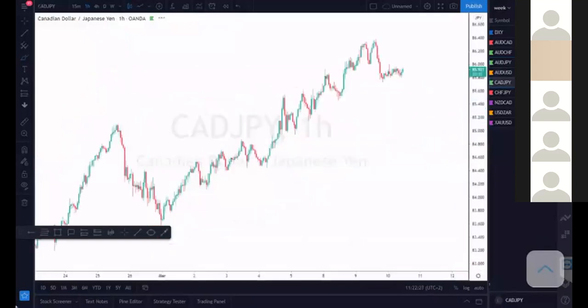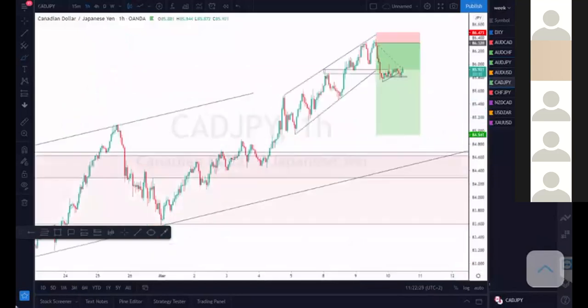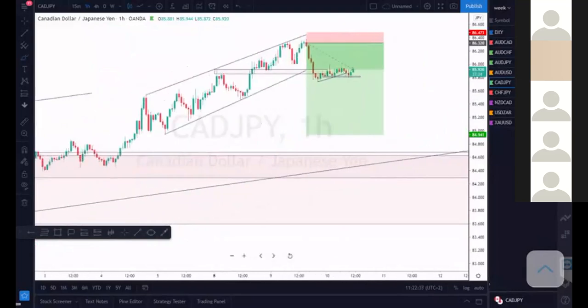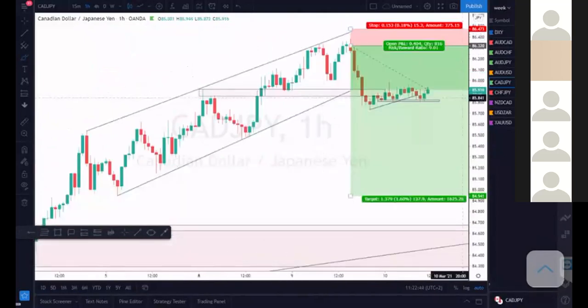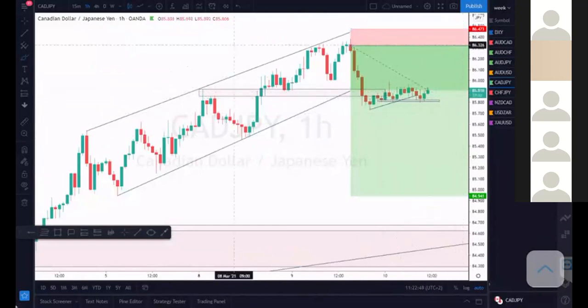The last pair that I'm going to be looking at is CAD yen. On CAD yen, this was my scalp from yesterday. I'm just going to zoom in here. So on CAD yen, guys, I was looking at this potential corrective structure here, but on the 15-minute, I also did go to the 15-minute, guys.